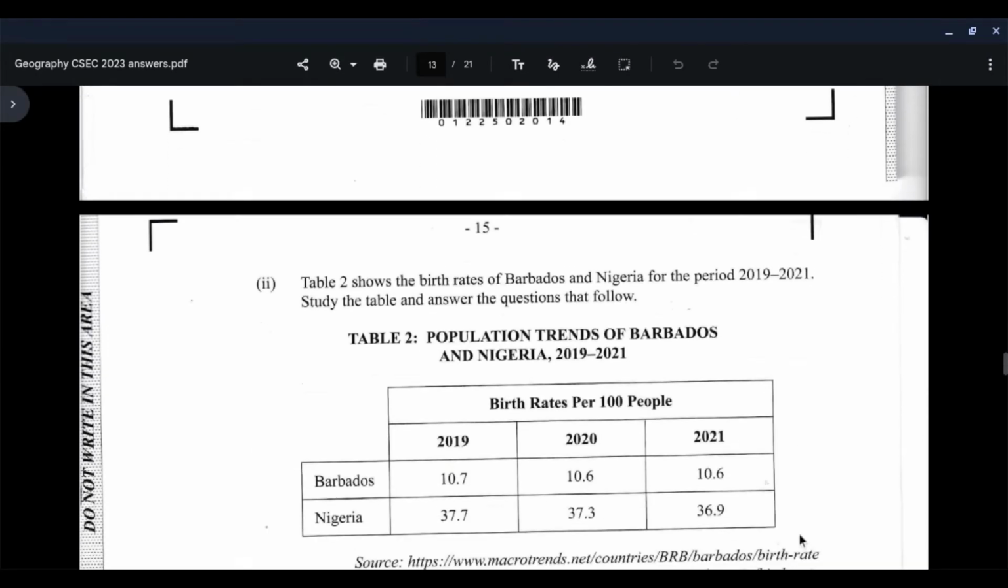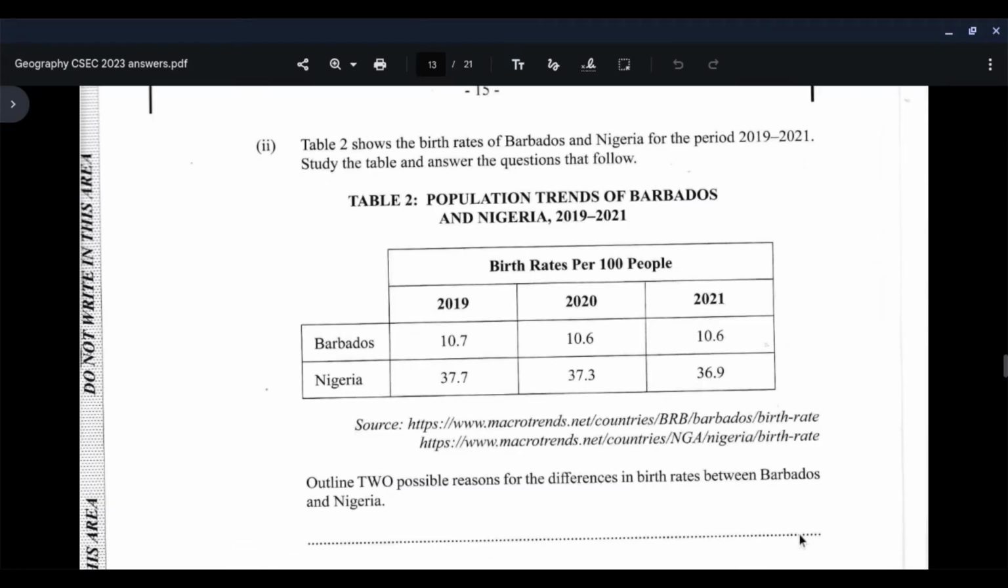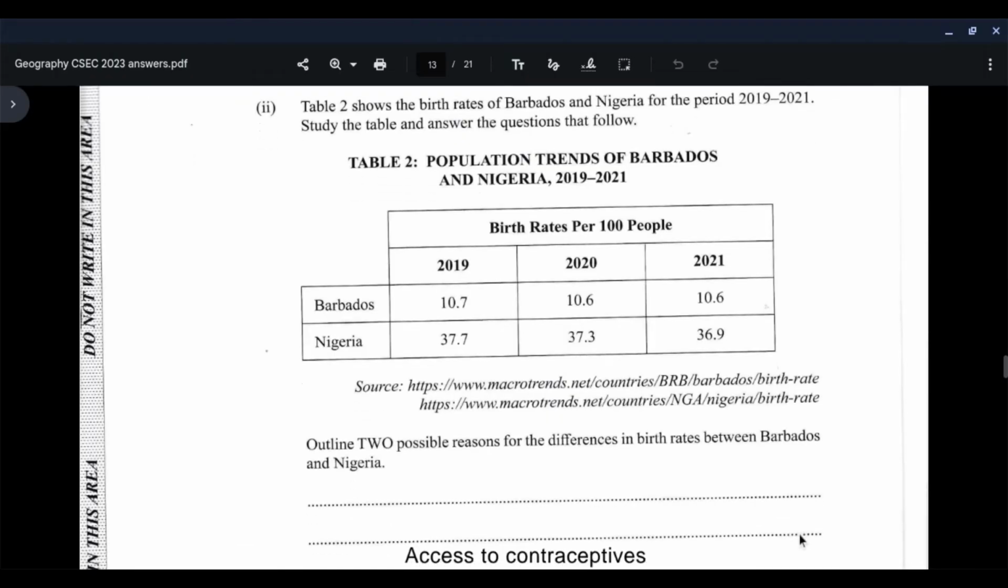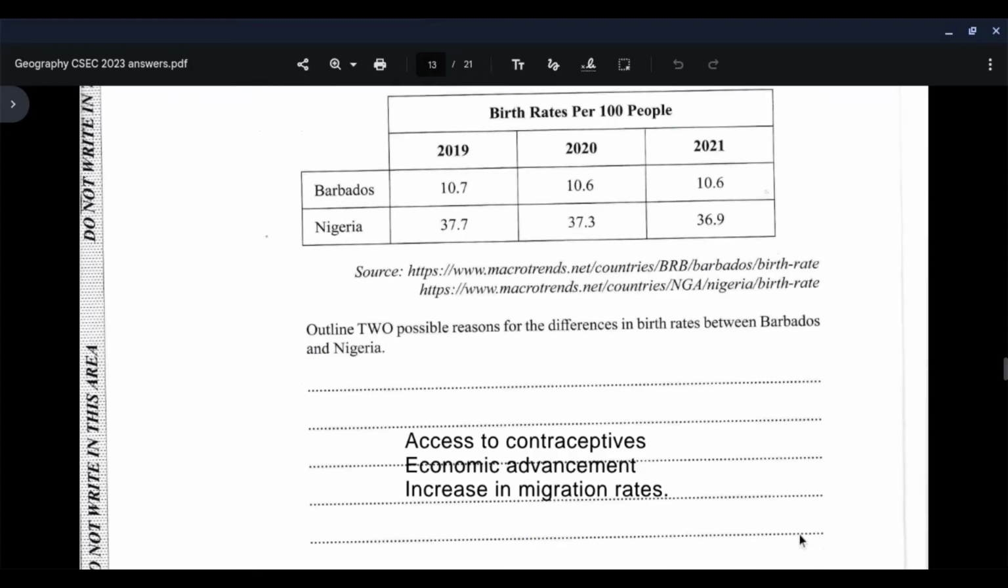Let's move on to part 2 of the question, where you're to study the table that shows the birth rate of Barbados and Nigeria for the period of 2019 to 2021. With that, you are to look at the trend and answer the question. It says here to outline 2 possible reasons for the difference in birth rate between Barbados and Nigeria.